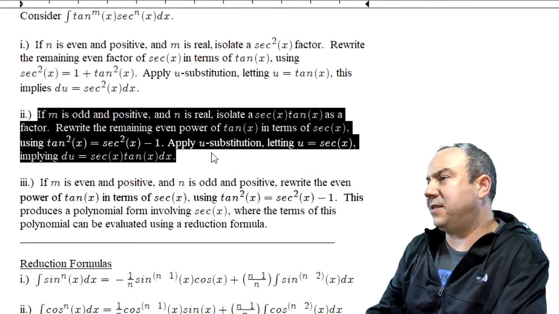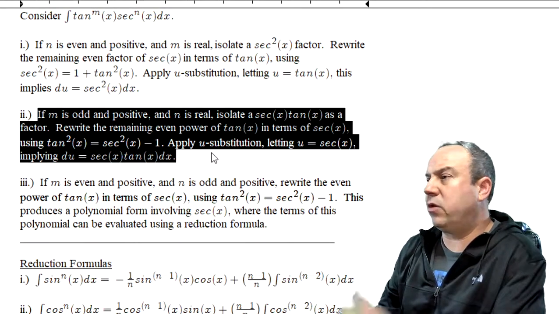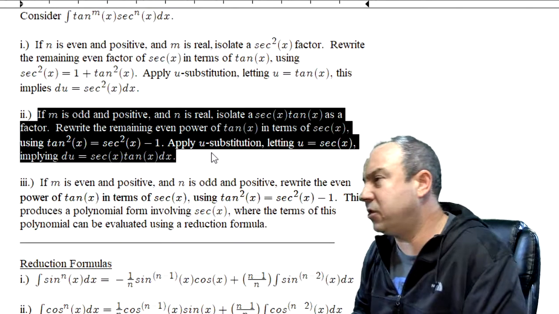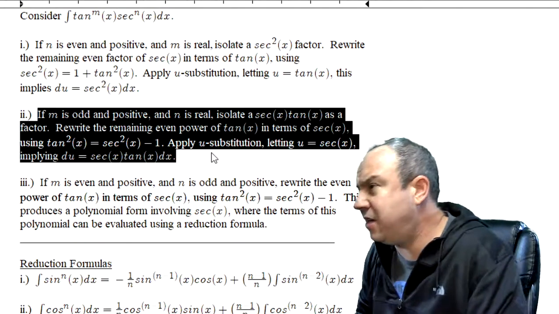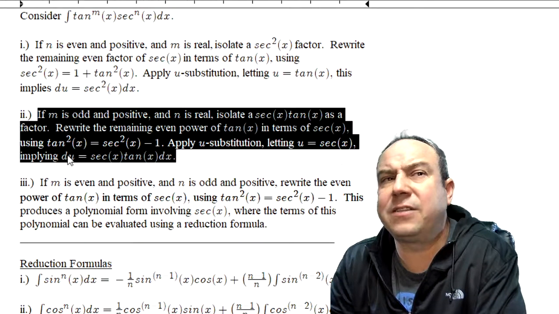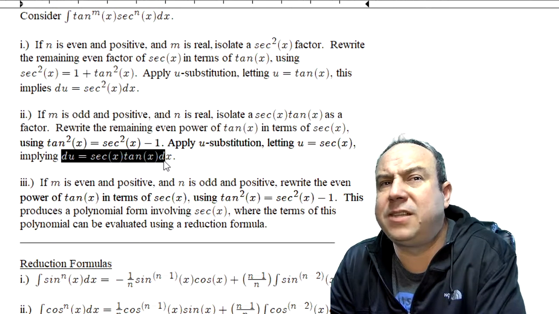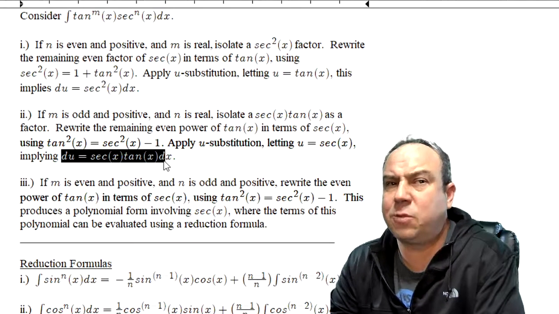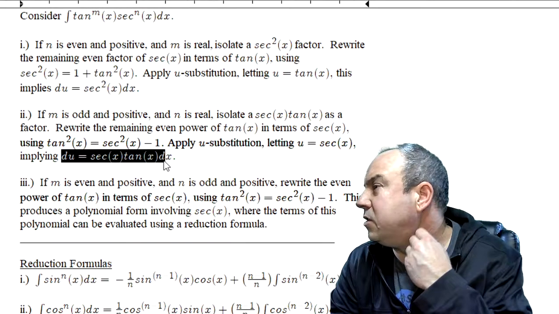We're going to isolate a secant tangent of x. We're going to rewrite the remaining even power of tangent in terms of secant using that Pythagorean identity. And then apply a little u substitution, letting u equal secant of x. That will allow me to replace the secant of x, tangent of x dx with the value of du in my substitution.